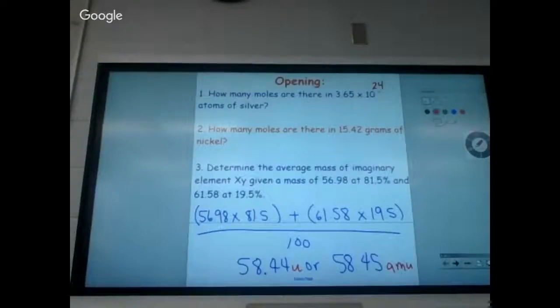Number 2, I have 29.5. Number 3, 0.5. Now, you need 3 significant digits. So 0.500. Number 3B, that was the one I just did, 4B. You again need 0.5. You need 4 significant digits, so 0.5 with 3 zeros behind it.